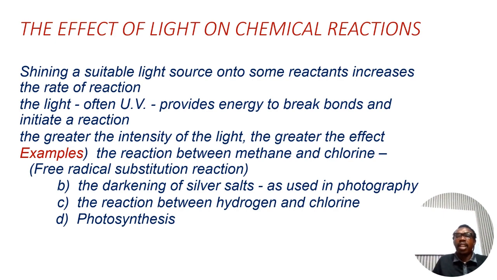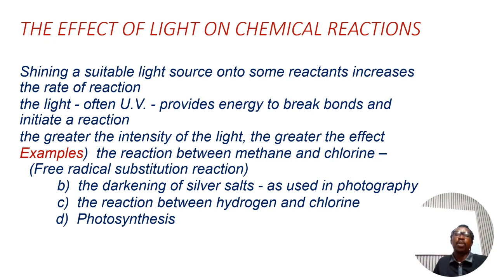So I want to look at the effect of light on chemical reactions. These are reactions that are influenced by light. We call this reaction a photochemical reaction. These are reactions that cannot take place in the absence of light. So the presence of light affects the rate of the reactions. Now, shining a suitable light source onto some reactants increases the rate of reaction. The light, often UV, which is ultraviolet ray, provides energy to break bonds and initiate the reaction. So the greater the intensity of the light, the greater the rate of reaction.